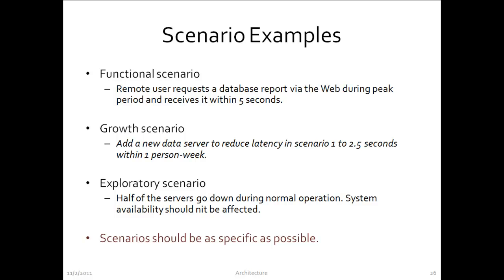Add a new data server to try and reduce latency in scenario 1, which is the remote user requesting a database report, to 2.5 seconds, and this data server should be brought up within 1 person week. Thirdly, let's look at an exploratory scenario. Half the servers go down during normal operation. System availability should not be affected. Basically, scenarios should be as specific as possible.